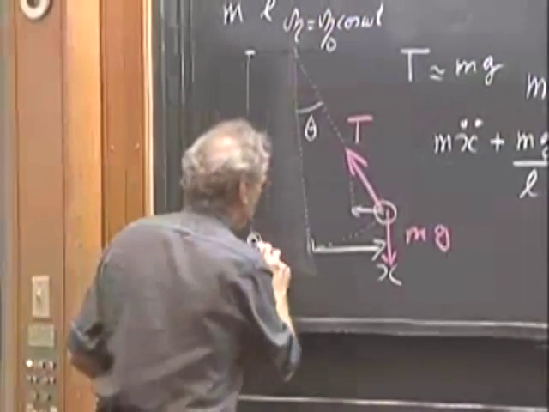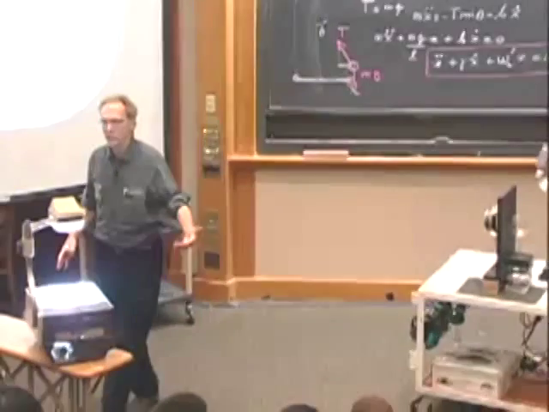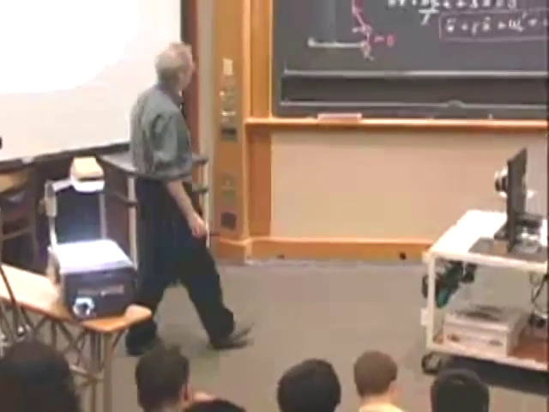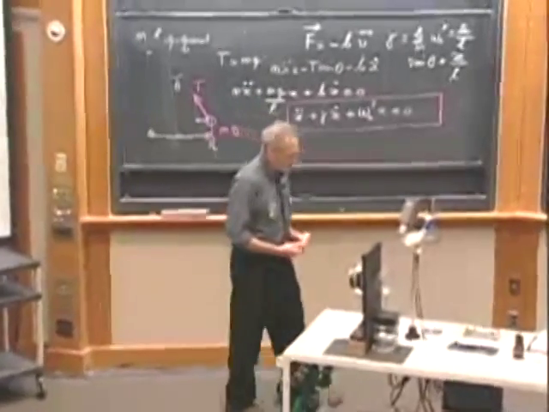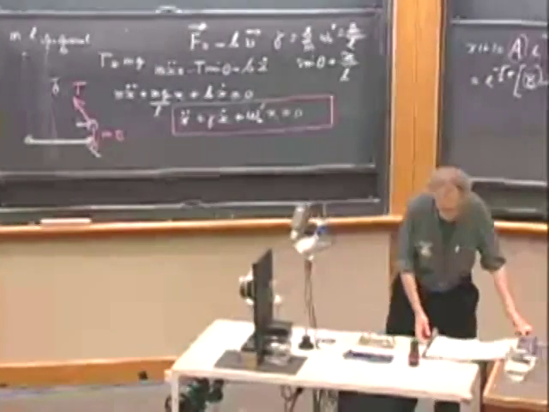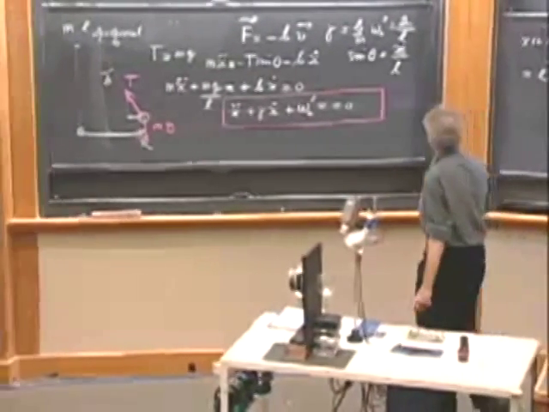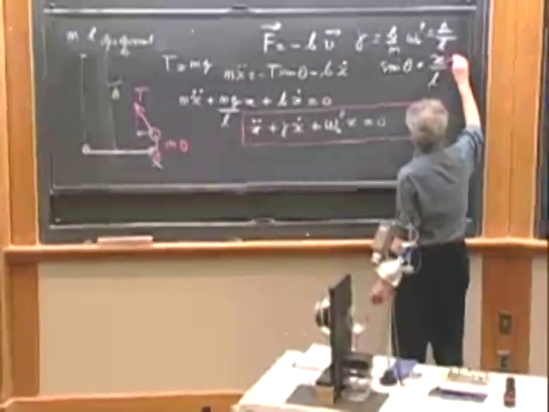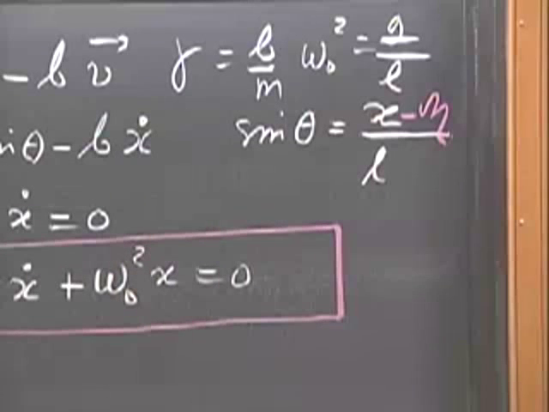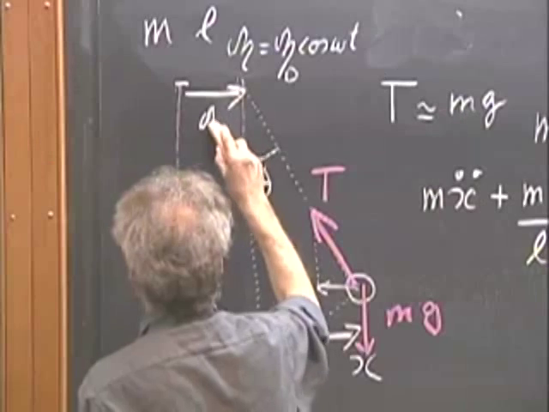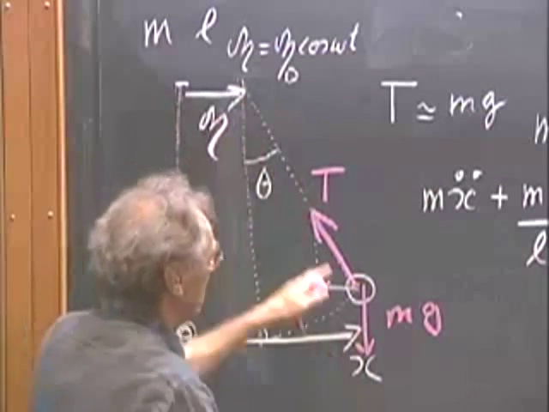And I will call now this distance from the equilibrium position x. You always use in your coordinate system the equilibrium position as your 0. And so the only thing that is going to change now is that the sine of theta is no longer x divided by L, but the sine of theta is x minus eta divided by L. Because notice, if this is eta, which is the position of my hand, then the sine of this angle is now x minus eta divided by L.